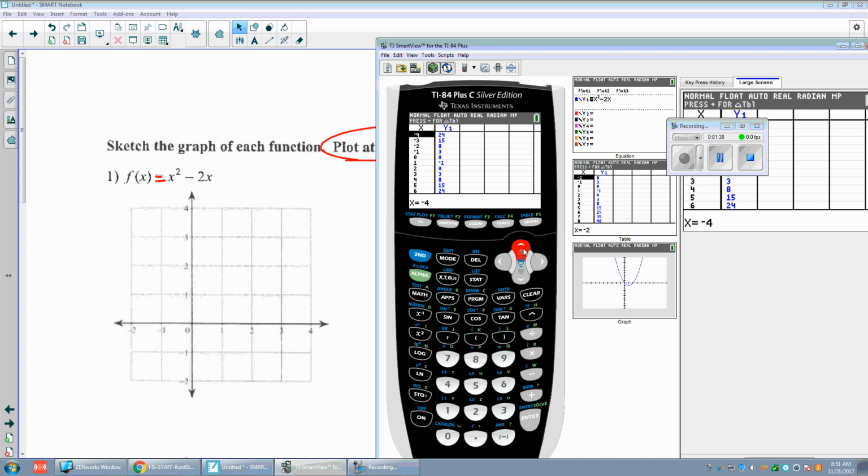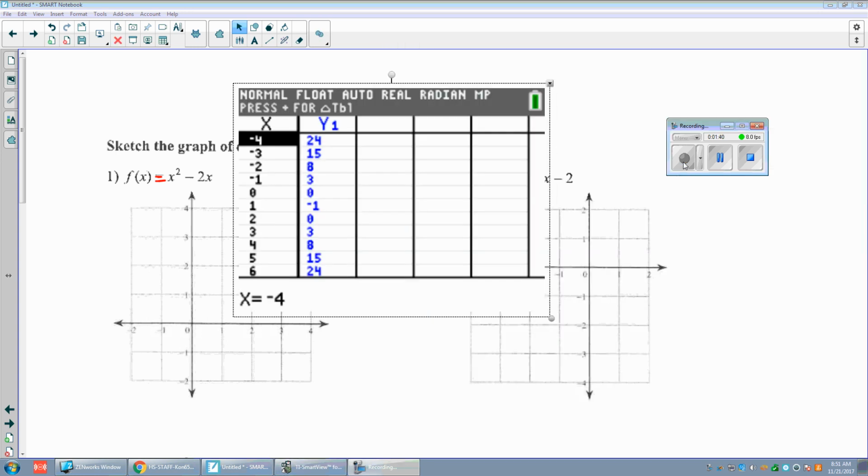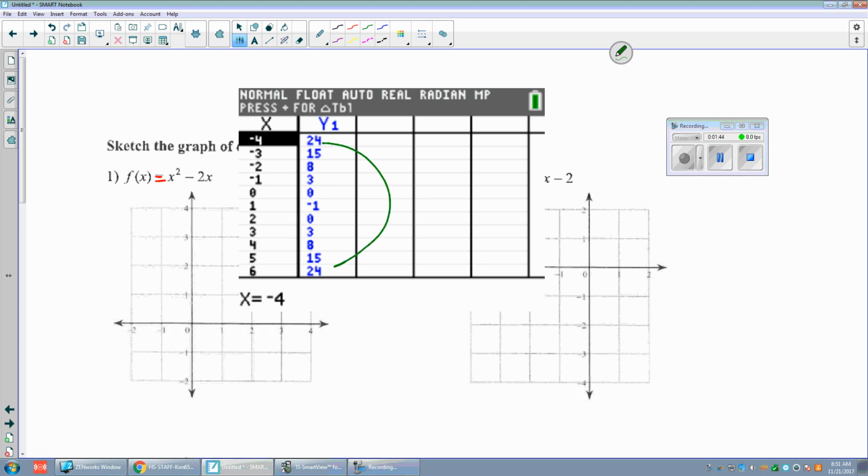Now, how do I know it's in the middle of the table? This is very important. I see 24s match up. That's symmetry. It's called the axis of symmetry. The axis of symmetry is x equals 1. Remember, that's the x spot. X equals 1 is the axis of symmetry. So I want 1 to be in the middle of the table.